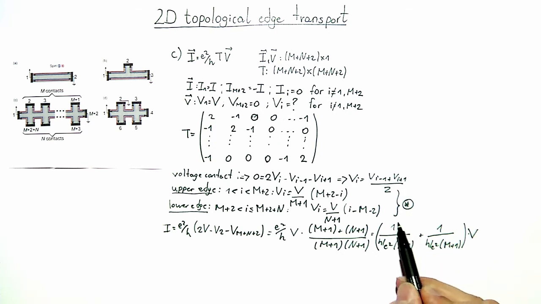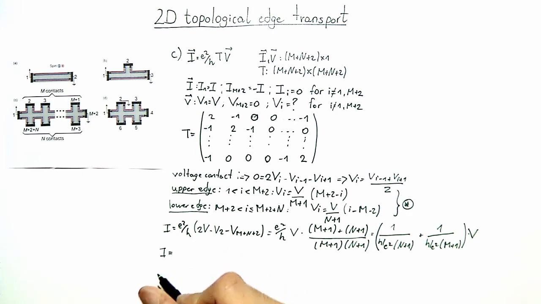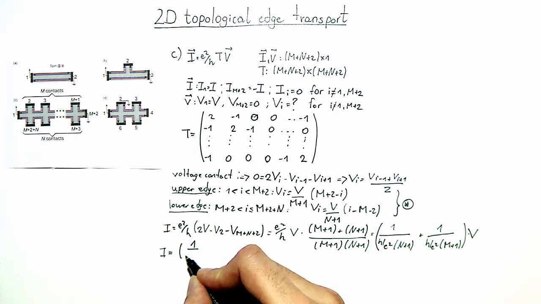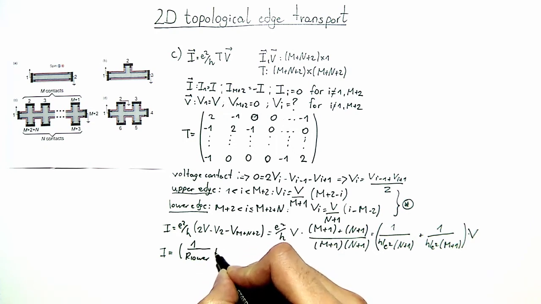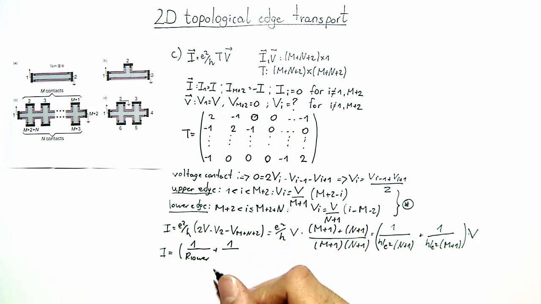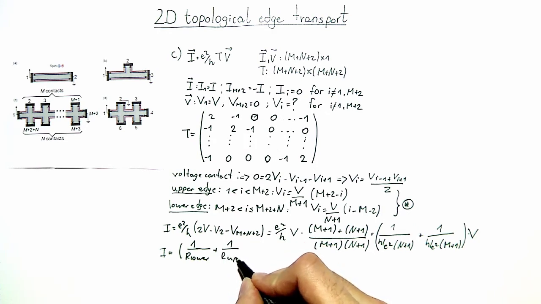So if this is a conductance, and this as well, then its inverse will be a resistance. So what we can write is that we can call this expression here in the denominator a resistance, and we'll call it for now R lower, and you'll see in a second why. And the same way we can call this R upper. So what we're going to do, we're just going to write the current as 1 over R lower plus 1 over R upper times the voltage.